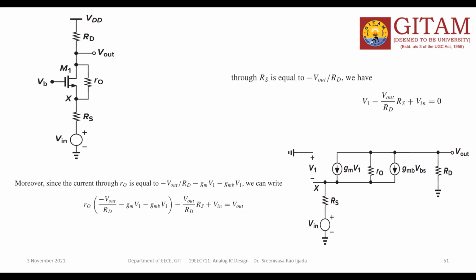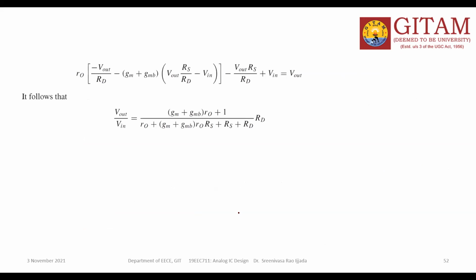So my output equation is this much. Why am I doing this calculation? For what purpose? To calculate the input impedance or output impedance. Yes. Anyhow, from this my gain is this much.